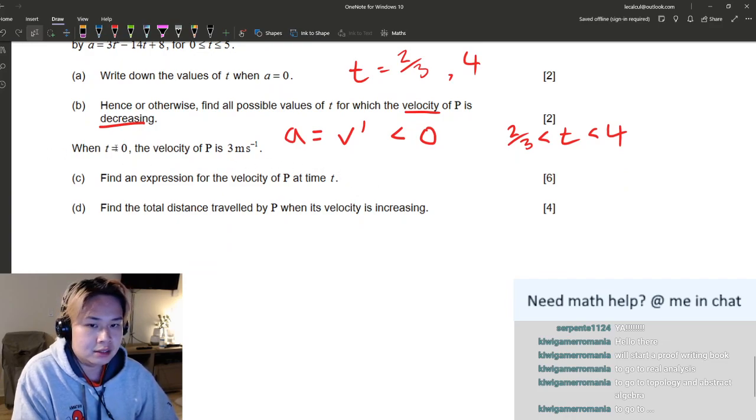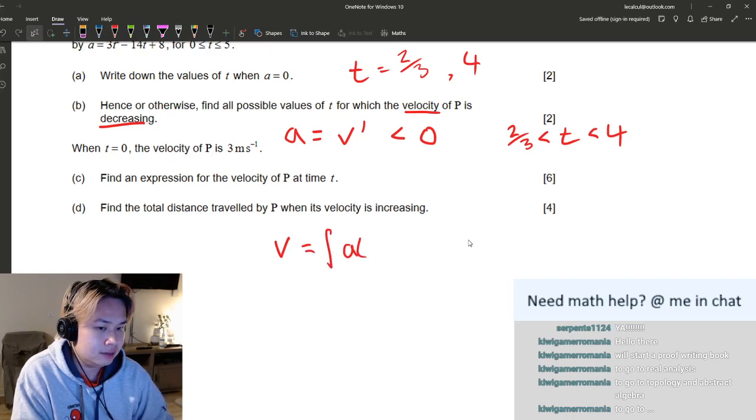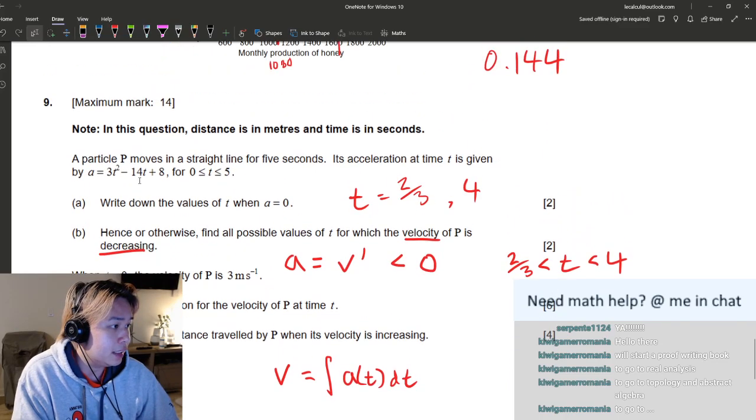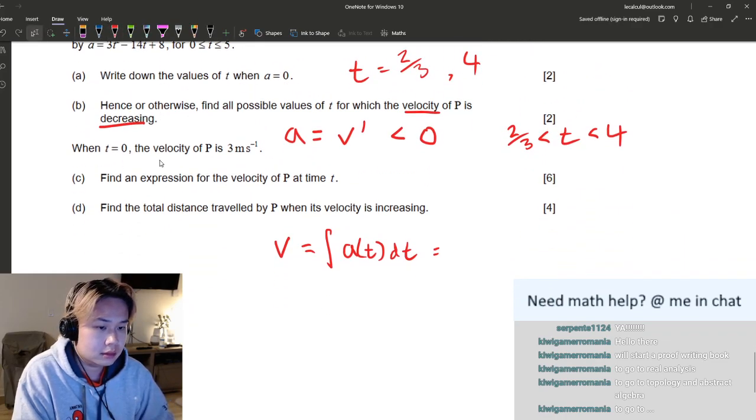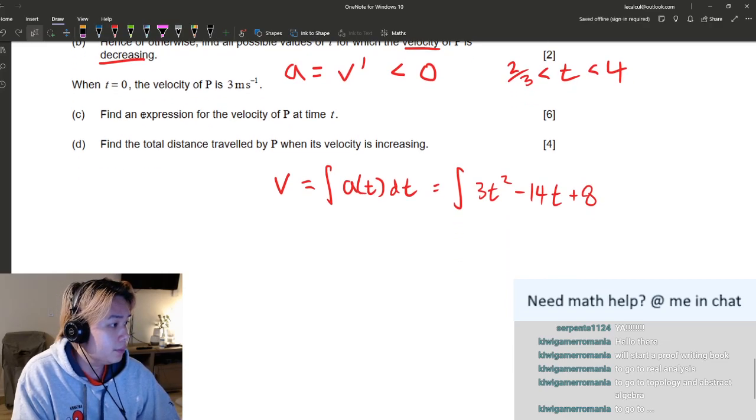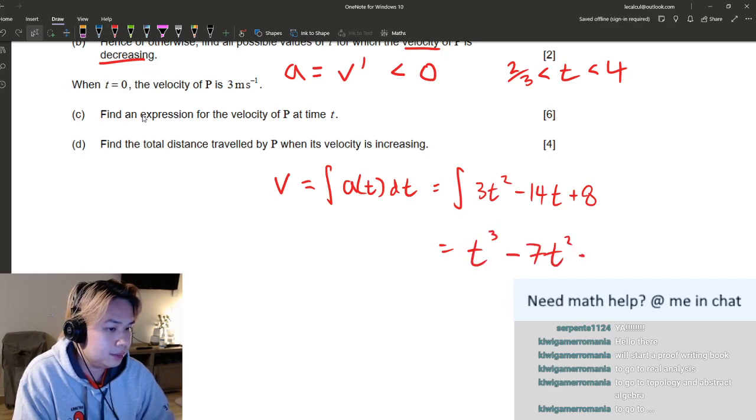All right, and then when time is zero, velocity is 3. Find the expression for velocity. In other words, velocity is the integral of acceleration. So I need to integrate this, which shouldn't be too bad. So this is going to be t cubed minus 7t squared plus 8t plus c.